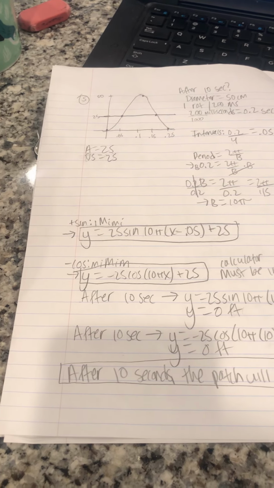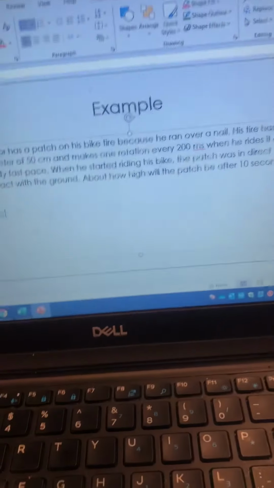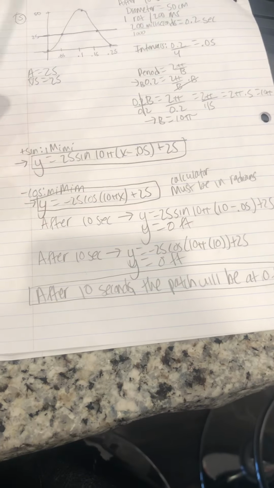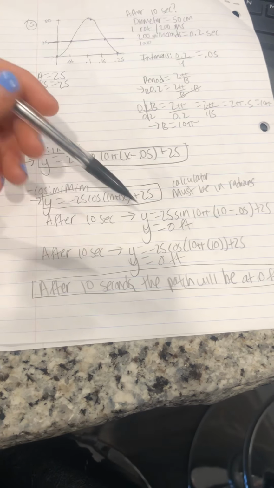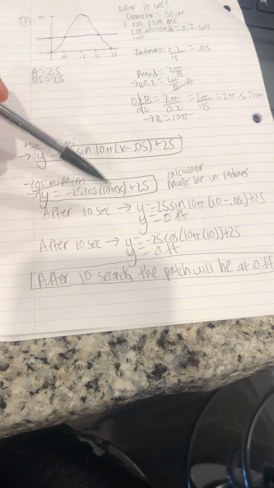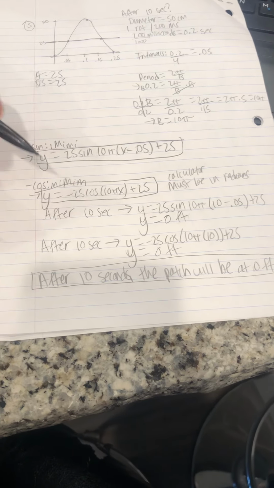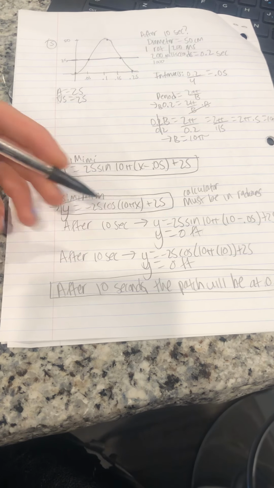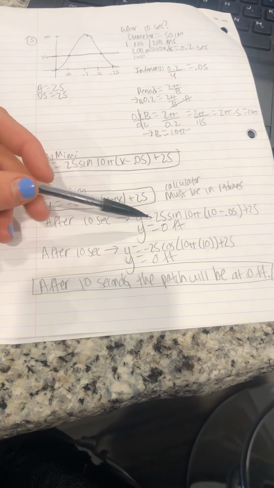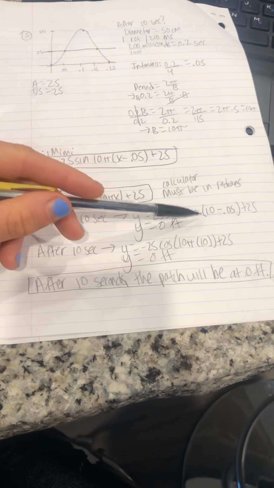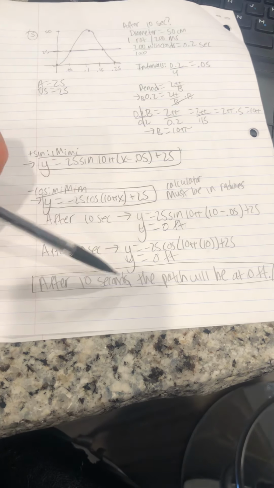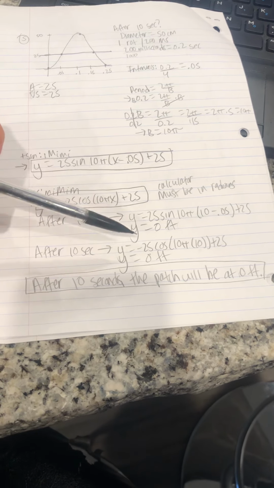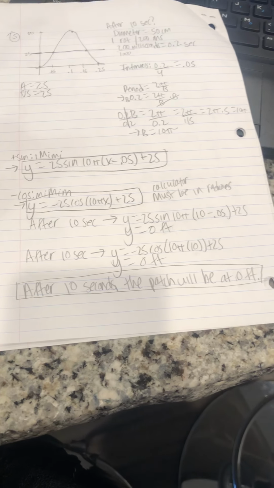So now this question is asking about how high will the patch be after 10 seconds. So I have 2 equations, so you can put 10 seconds in for x into either one and you should get the same thing. So note, your calculator must be in radians here because we have pi, not degrees. So after 10 seconds, we have y equals 25 sine of 10 pi times 10 minus 0.05 plus 25, which gives you 0 feet. Plugging it into your cosine, you get the same thing, which is 0 feet. So after 10 seconds, the patch will be at 0 feet.